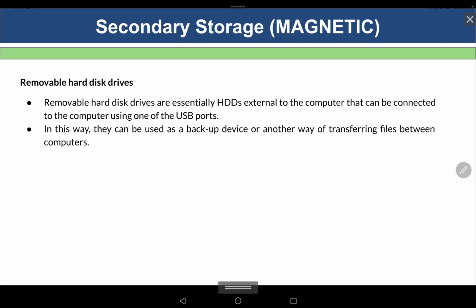Now let's look at removable hard disk drive. So these are like regular HDD, but the difference is that they are external. So you need to plug them into your computer via USB ports, and they are great for backups or transferring large files between computer systems.